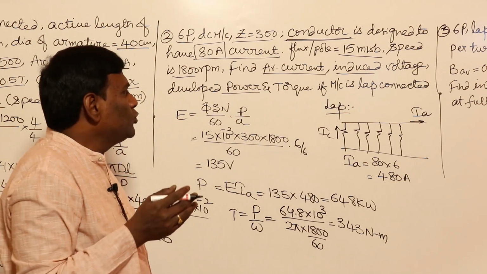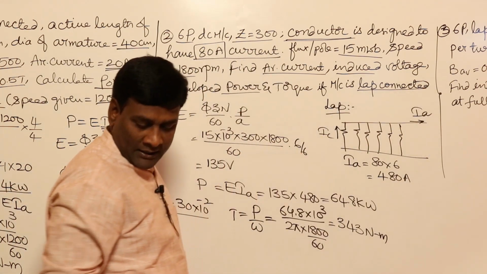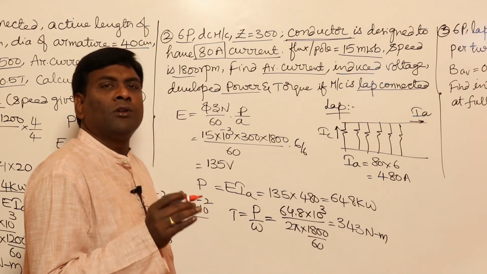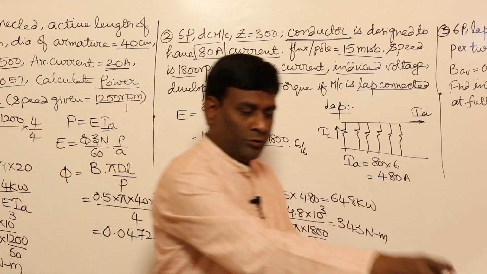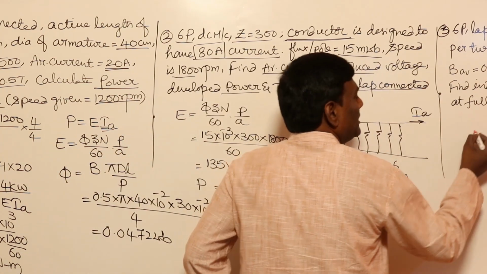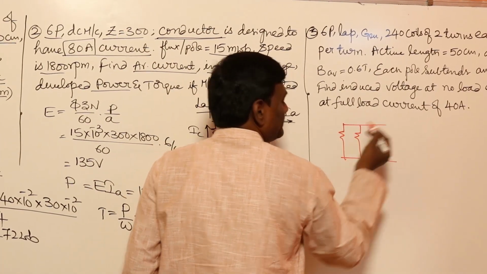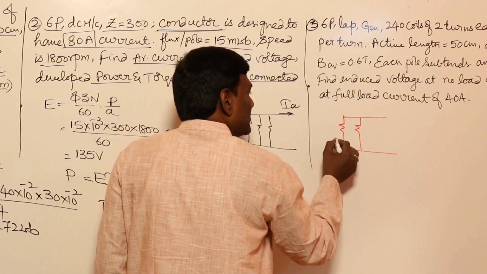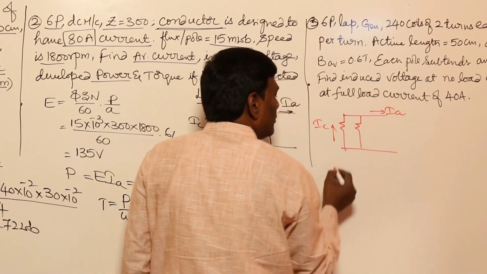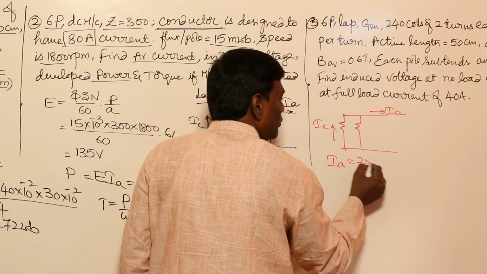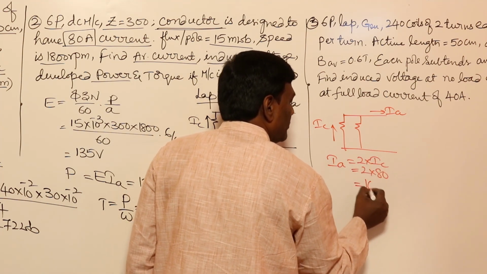Okay, now let us do the same problem if the machine is wave connected. If the machine is wave connected, let us solve the same problem. If it is wave connected, 2 parallel paths will be there. If 2 parallel paths are there, this is going to be IC, this is going to be IA. Now how much is IA? It is going to be 2 into IC. So 2 into 80 amperes is going to be 160 amperes.